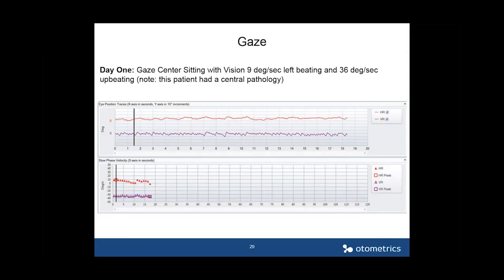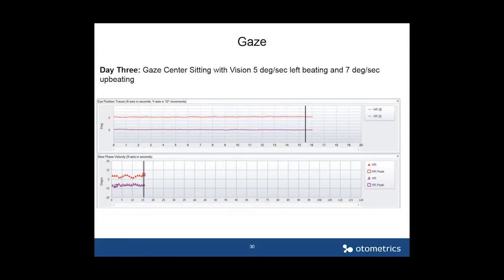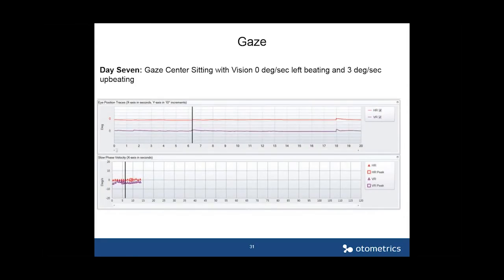So this is a central pathology. Again, the red trace is the horizontal, the purple trace is the vertical, and down here is the slow phase velocity graph. Red is horizontal, purple is vertical. By day 3, the gaze center sitting with vision was 5 degrees left beating, 7 degrees up beating. By day 7, we had no nystagmus in the horizontal trace and 3 degrees of up beating nystagmus in the vertical trace. So after 7 days, you can see their symptoms were improving.